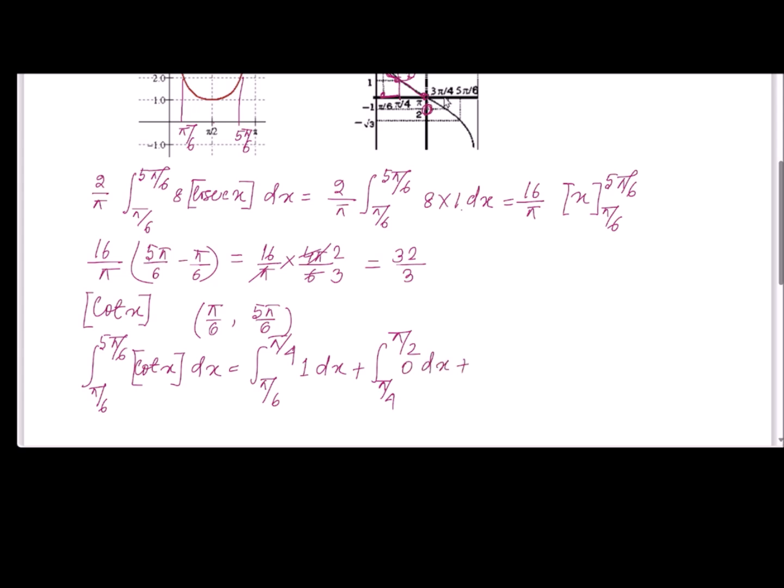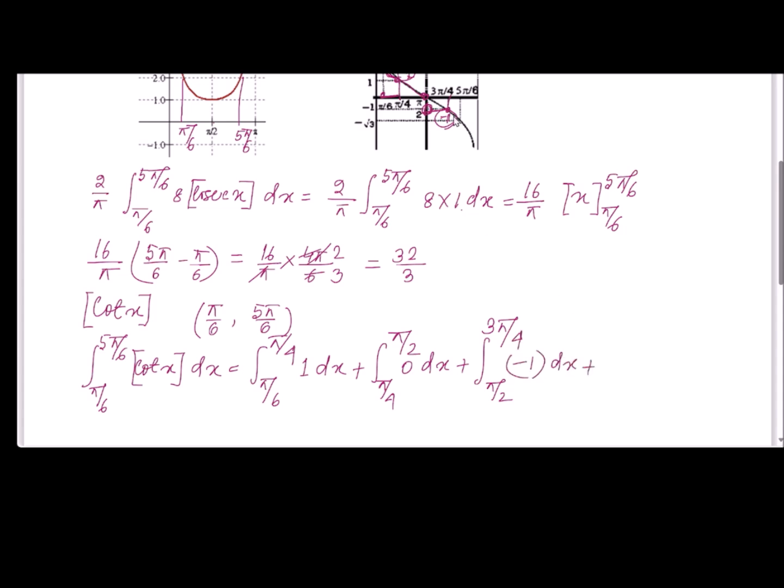Next is pi by 2 to 3 pi by 4. At 3 pi by 4 it is minus 1. So here people compare minus 1 and 0. Minus 1 is minimum and that is the maximum. We take the least. So we'll take pi by 2 to 3 pi by 4. It will be negative 1 dx.